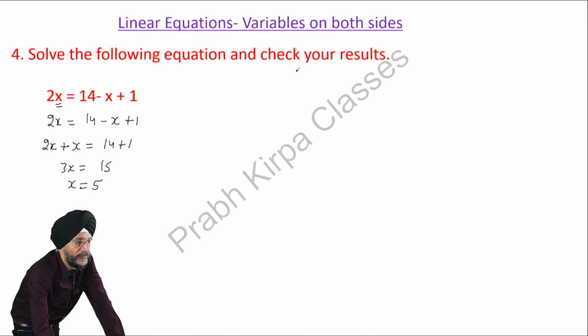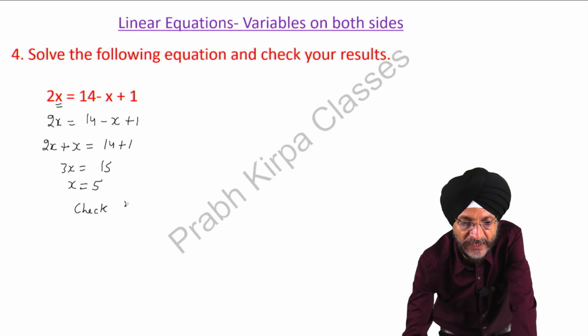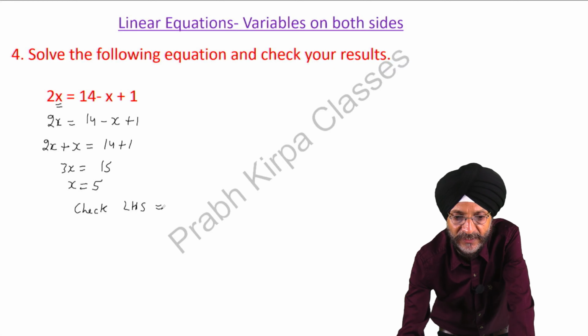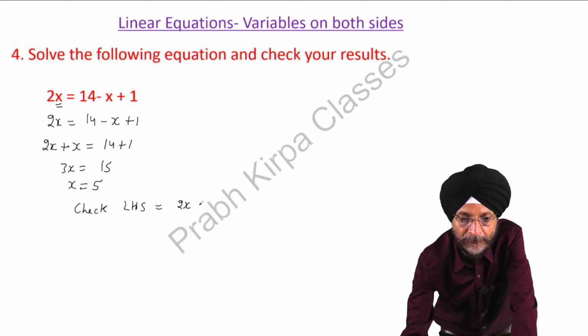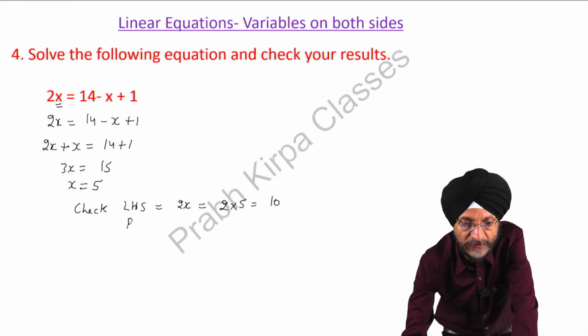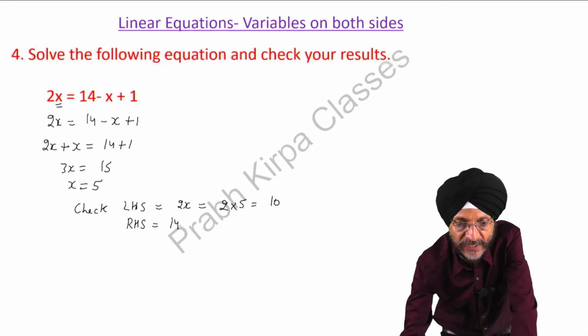So now we will check left hand side. That is the expression which is written on the left hand side. What is written on the left hand side? It is 2x. So we will fill the value of x. 2 into 5, it becomes 10. Now we will fill the value of x on right hand side. What is written on right hand side?